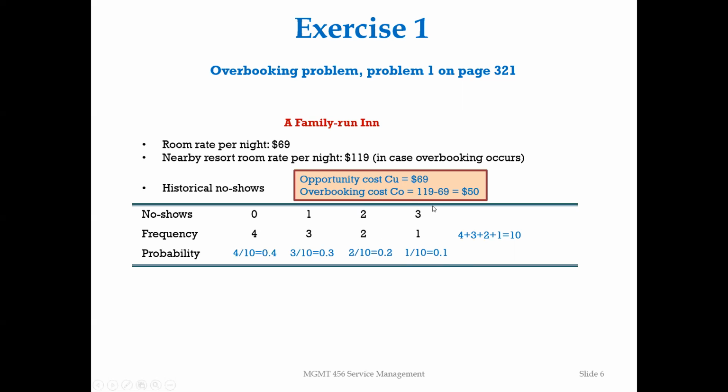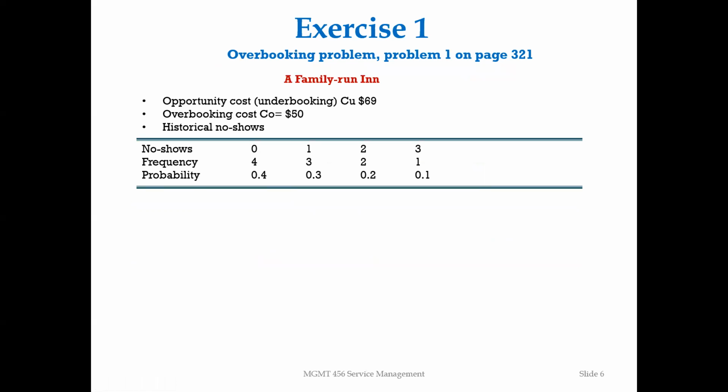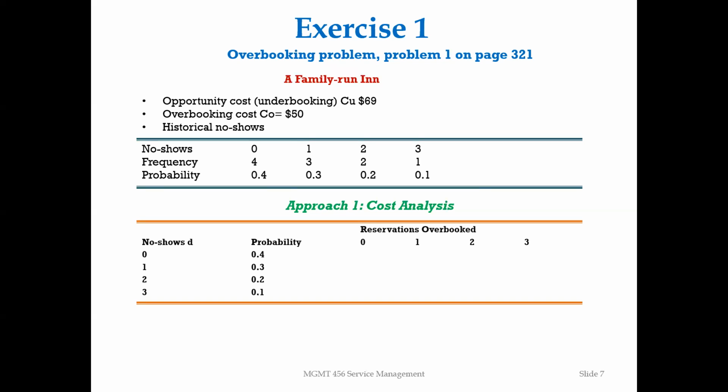Now we have the two types of costs and we have the probability. We can apply the two methods to determine the optimal overbooking limit. Let's look at the first method. It's called cost analysis. We have to create a table. This is approach 1, or method 1, cost analysis.